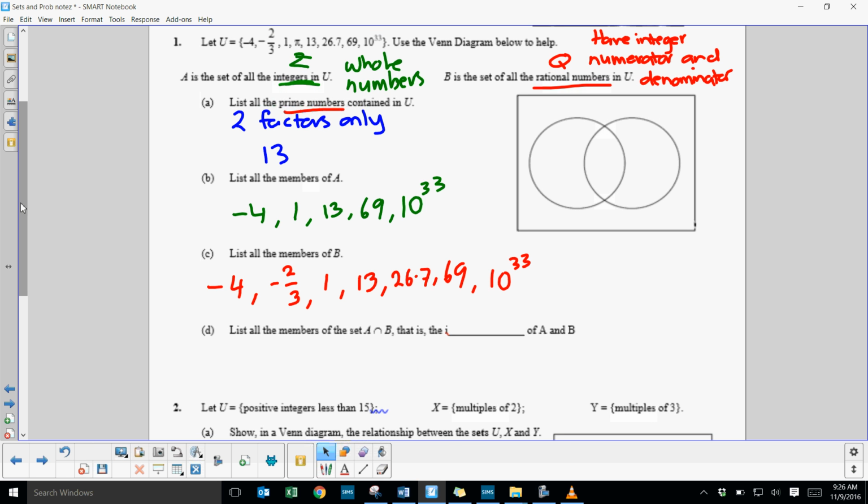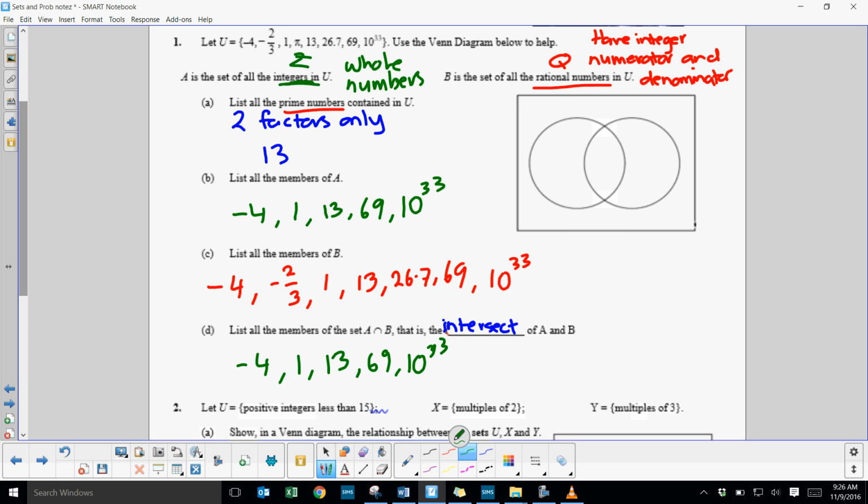Last of all, question D, list all the members of the set A intersect B. By the intersect we mean this section here. So the intersect of A and B. So you've got to try to decide which numbers appear in both A and B. So they have to appear in both sets. And you might have noticed that it happens to be all the green numbers, all the integers appear in both sets. So -4, you can basically list the numbers you had in question B. 69 and 10 to the 33. So we've listed all the intersect there.